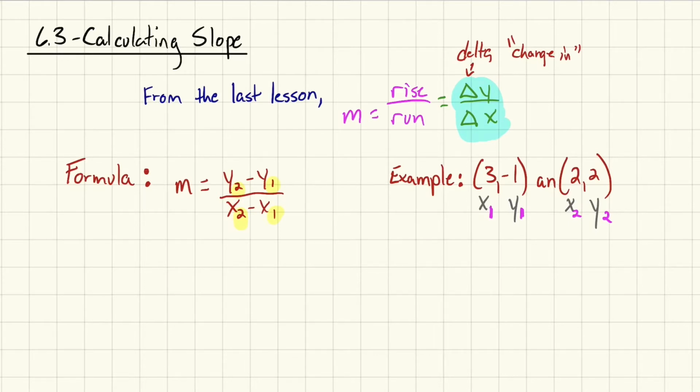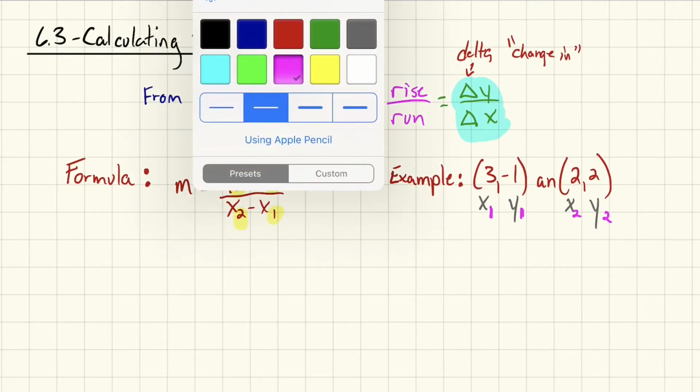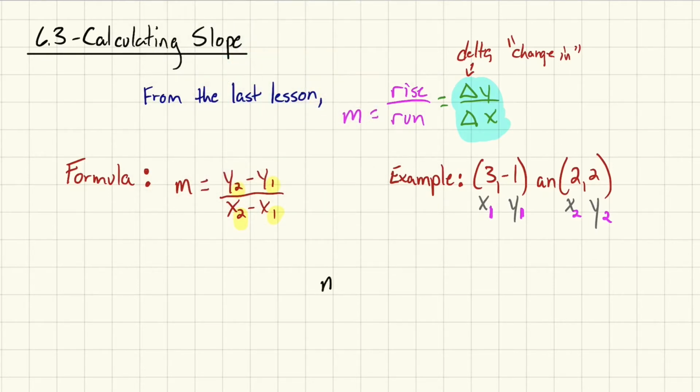So if our slope formula is m equals y sub 2 minus y sub 1 divided by x sub 2 minus x sub 1, all we have to do is plug in our values. So I'm going to start by rewriting the formula. That's always a good first step. So m equals y sub 2 minus y sub 1 over x sub 2 minus x sub 1. And now we just have to plug in the values for each number.